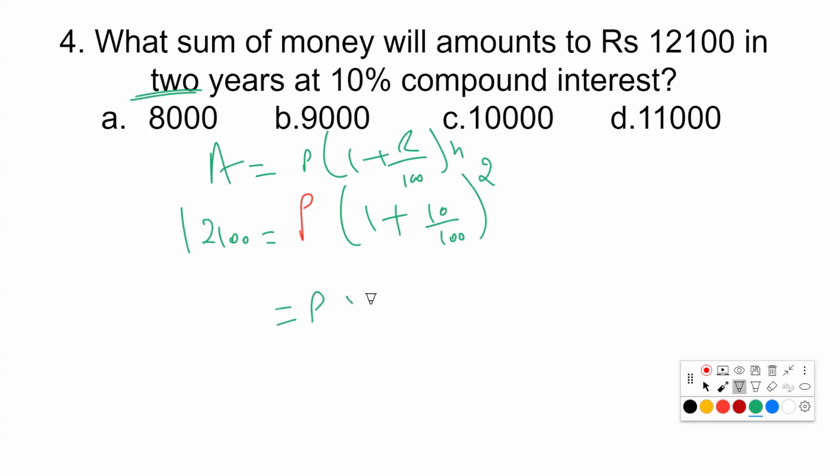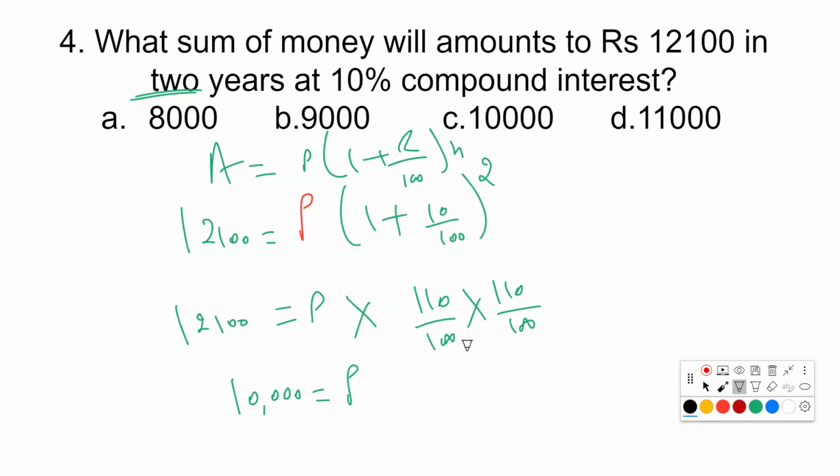So basically you will write P into 110 by 100 into 110 by 100. If I take LCM, 100 plus 10 is 110. 110 into 110. Now this side 12,100. If you cancel it out, you get P value as 10,000. How can you do it? Two zeros here, two zeros here, right? So 11 into 11 is 121. 11 into 11 is 121 and 100 is here. So 100 is equal to P by 100. So what will P be then? 100 into 100, 10,000. Okay, so let's take up the next one.